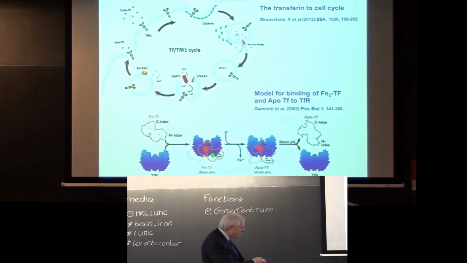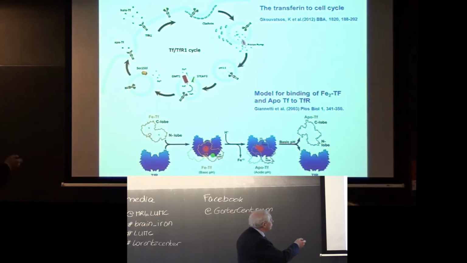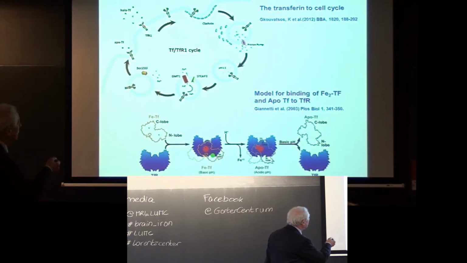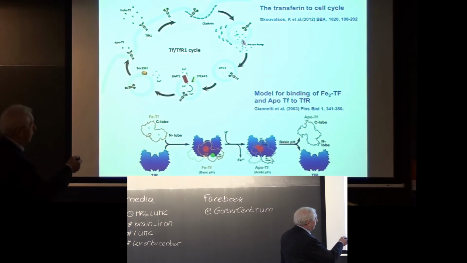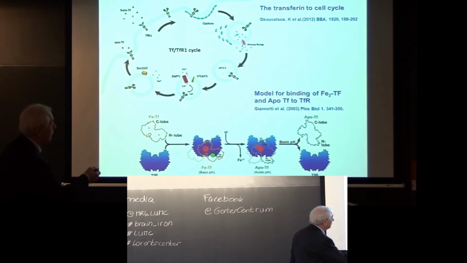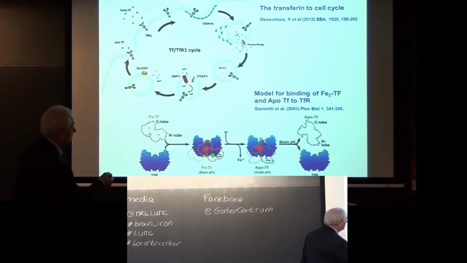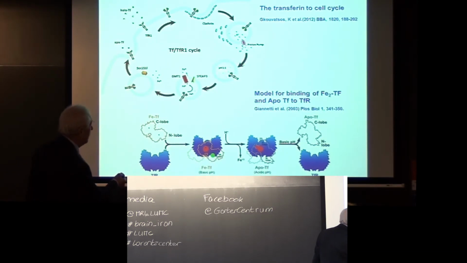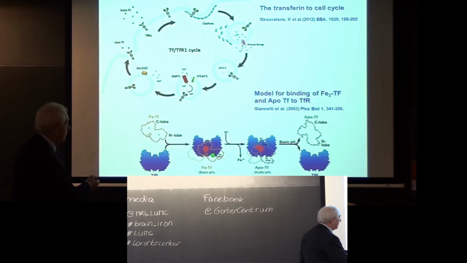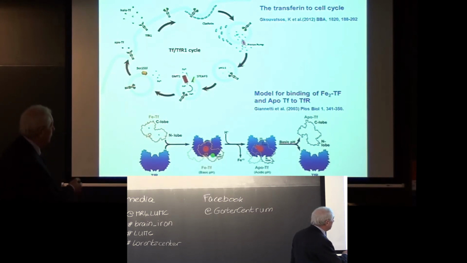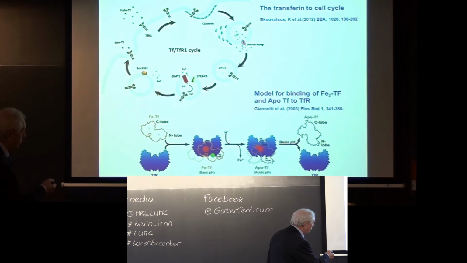So, the transferrin cell cycle simply involves the diferric protein binding to the receptor. It is then internalized into a clathrin-coated vesicle. The vesicle is pumped full of protons, the pH down to about 5.5. At this pH, the iron comes out. It is reduced from iron 3 to iron 2 by this reductase. It's then taken out here by DMT1, which is an iron 2 transporter, a divalent metal transporter. The iron 2 stays in the cell.